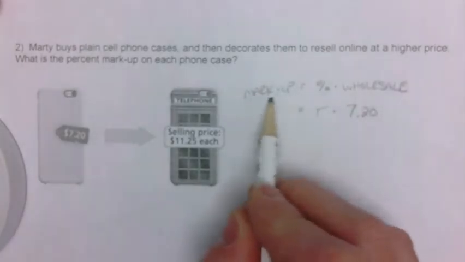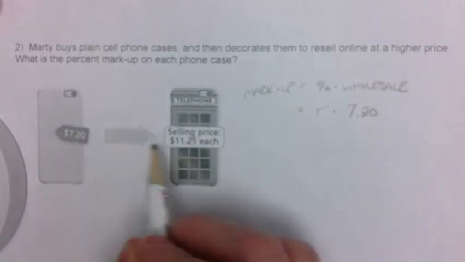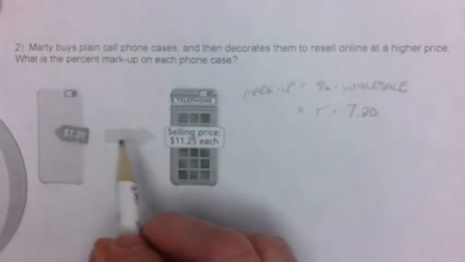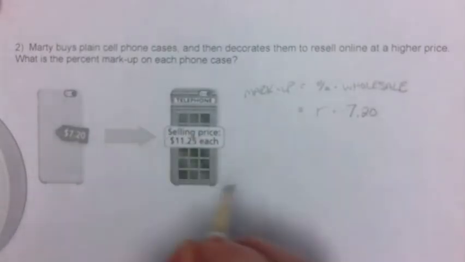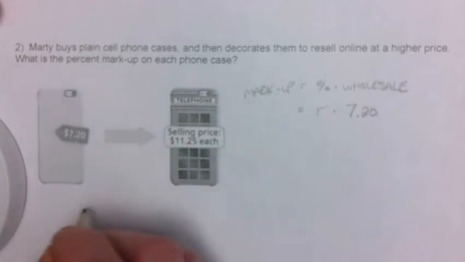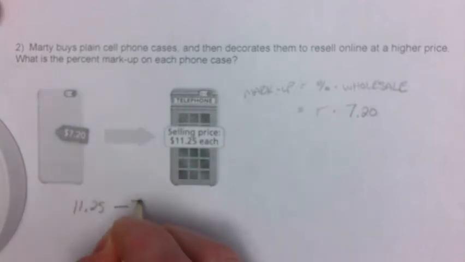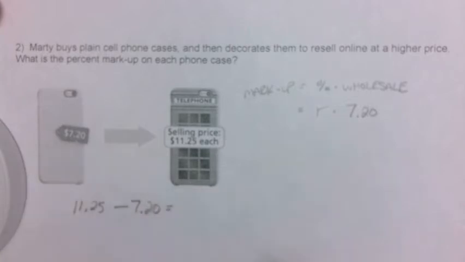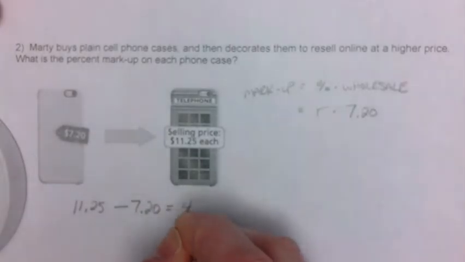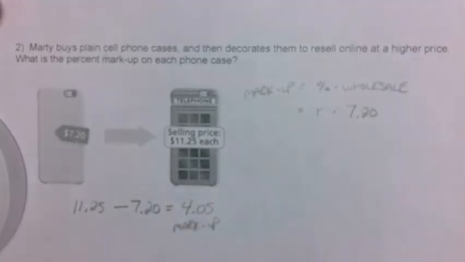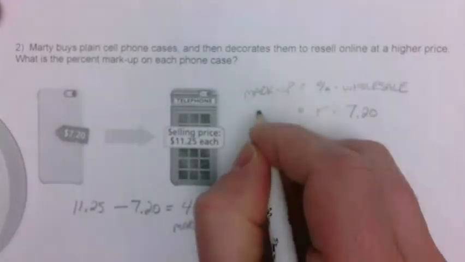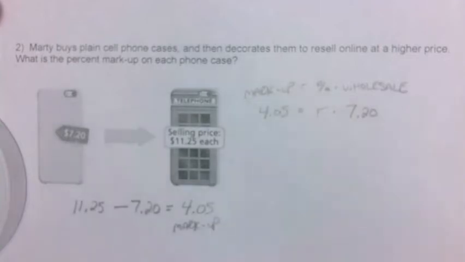The markup, okay, we have to figure out how much Marty is marking up the price before he sells them online. So the online price that he's selling them for is $11.25. If we subtract off the price that Marty paid, $7.20, that's going to leave us with a difference of $4.05, which is how much that Marty is going to mark them up before he sells them. Okay, so the markup is $4.05. Okay, so this is our equation.